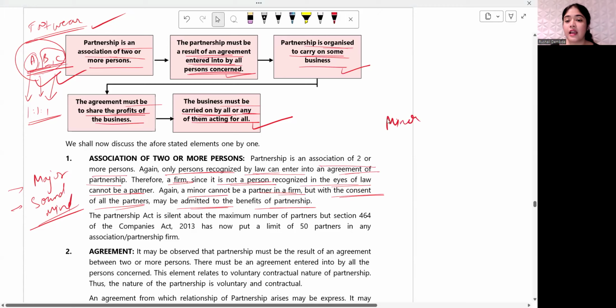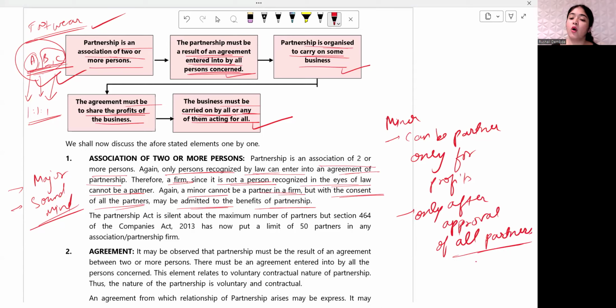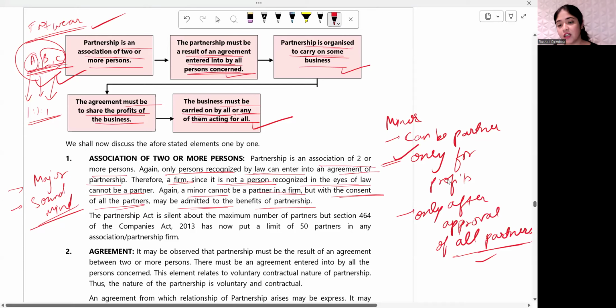Your minor can be a partner only for profits, and he can be admitted only after approval of all partners. Right? Only when all the partners have approved can that minor become a partner, and this minor will be only sharing the profits. He won't share any of the losses. If there is profit, give the minor partner the profit, or else if there is loss, do not give the share of loss to the minor partner.